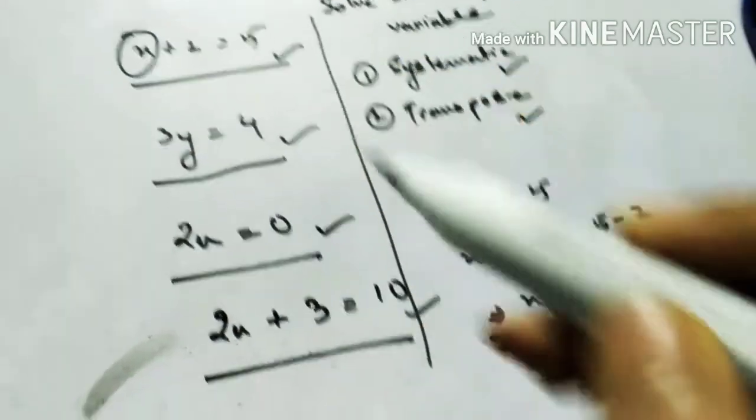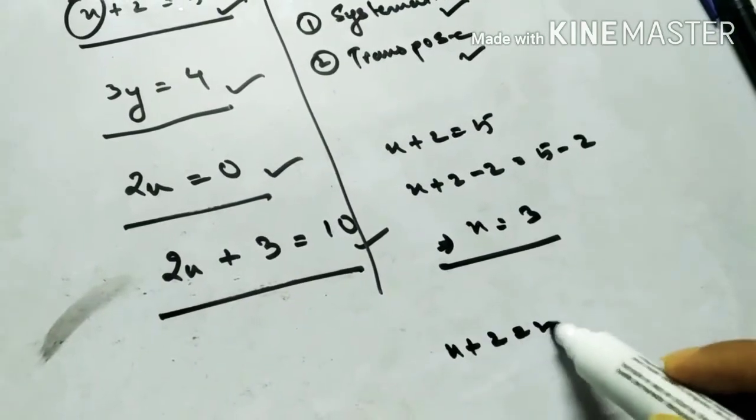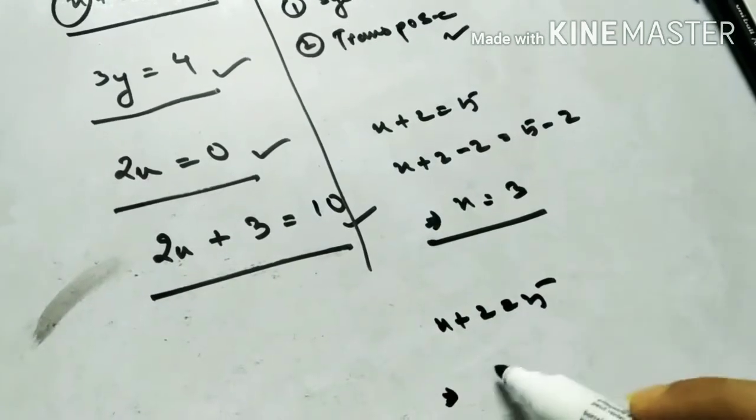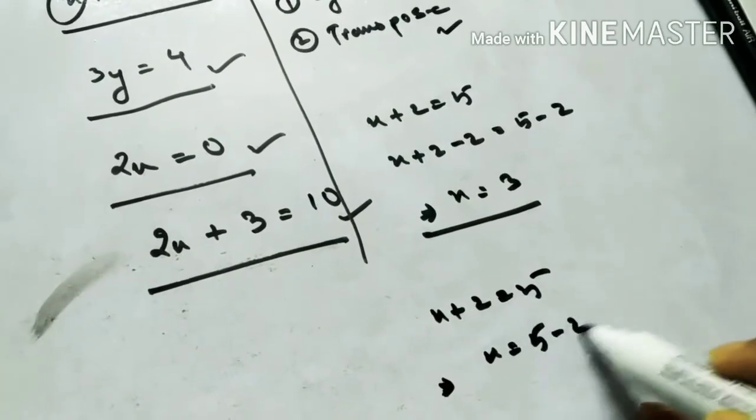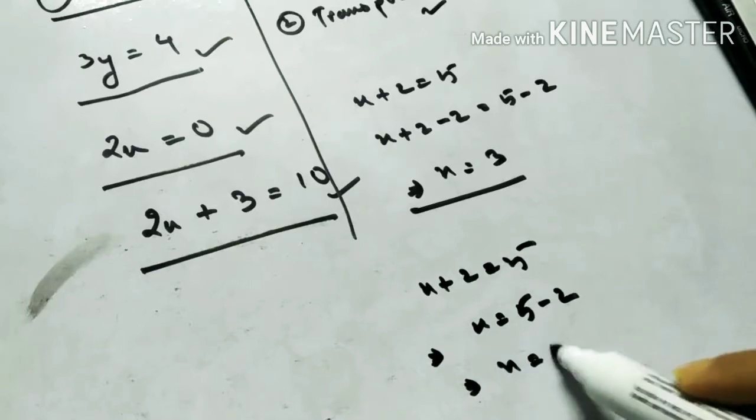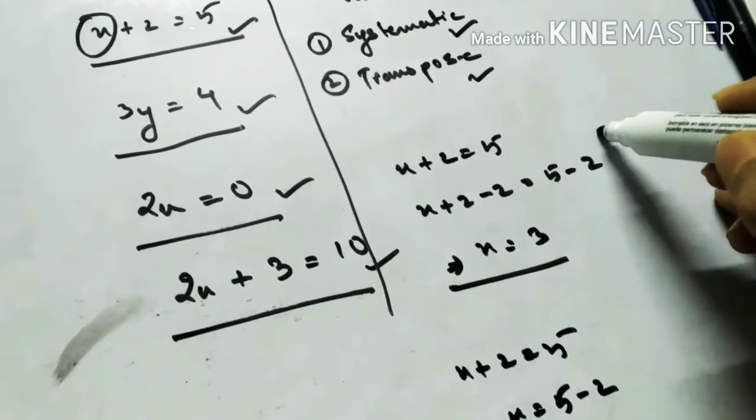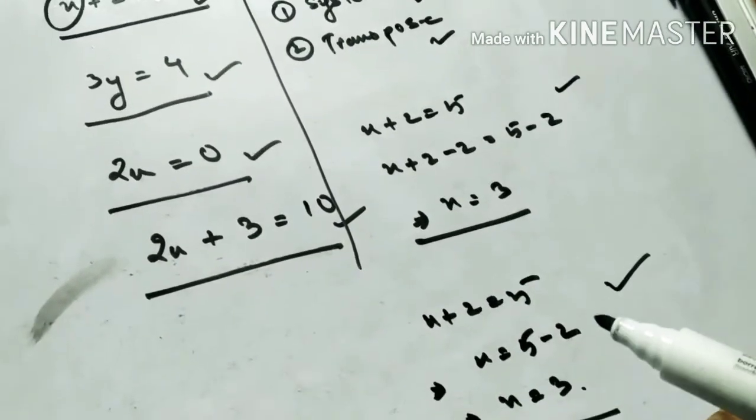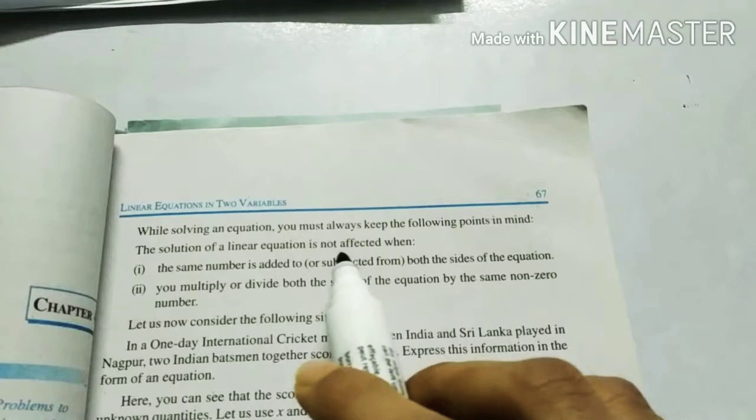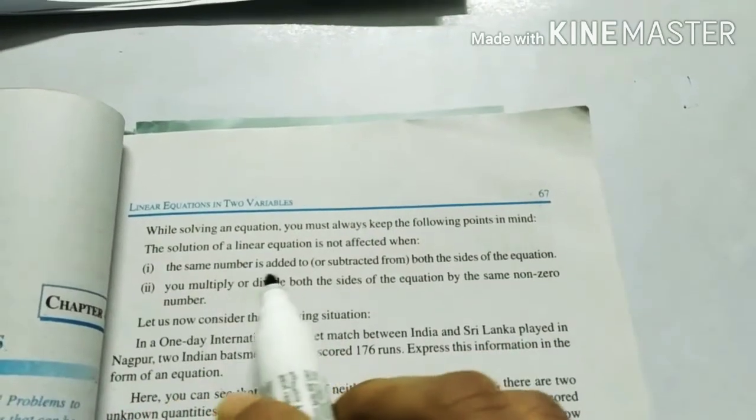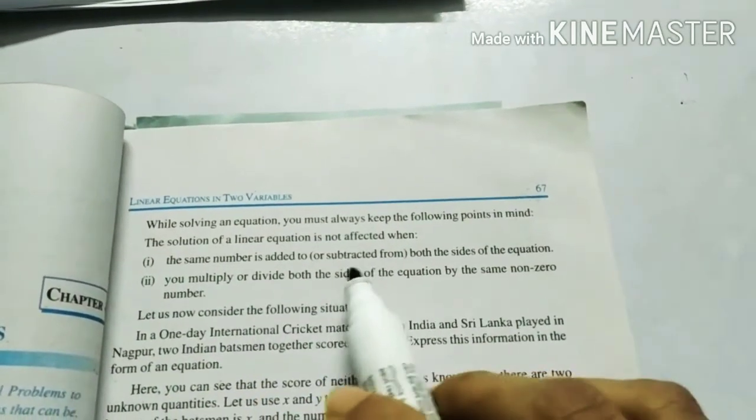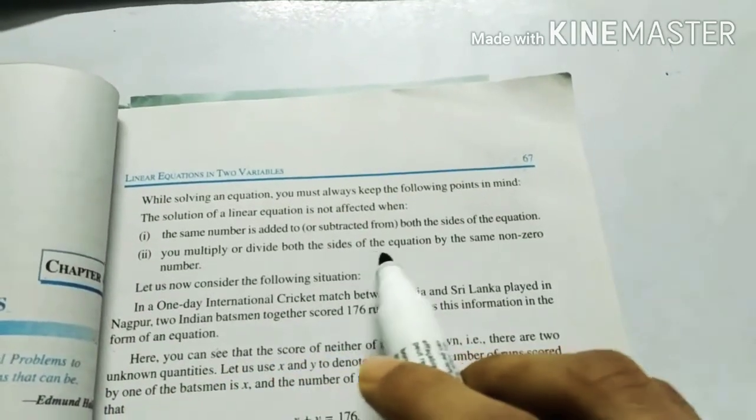And if I want to solve this equation by the transpose method, what we will do: the 2, I will send to that side; the plus there will become minus, so x = 3. This is the systematic method, this is the transposition method. These things we have already learned in lower classes. So that is what they are saying: the solution of a linear equation is not affected when the same number is added to or subtracted from both sides of the equation, or you multiply or divide both sides by the same non-zero number.